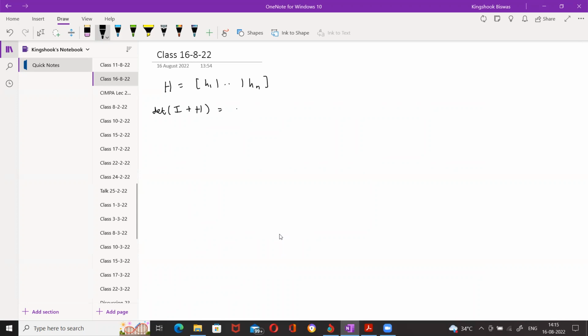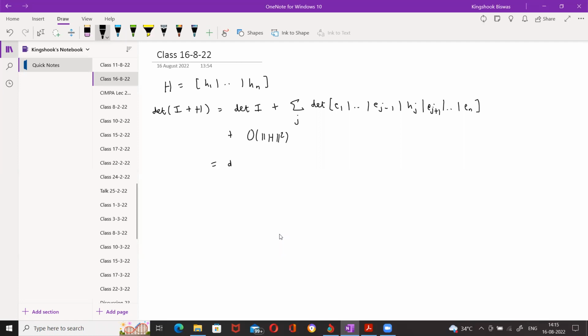So this turns out to be: there's a 0th order term, determinant I. Then there's a first order term, sum over j, determinant of E1, ..., Ej minus 1, Hj, Ej plus 1, ..., En, and then big O of norm H squared.